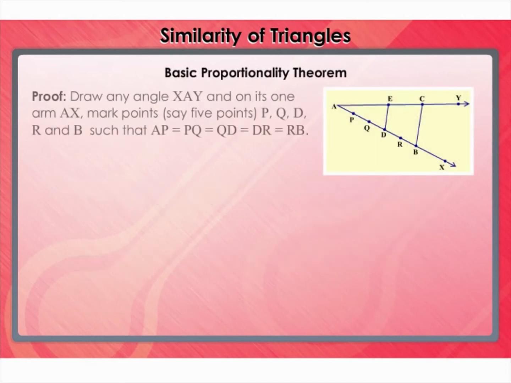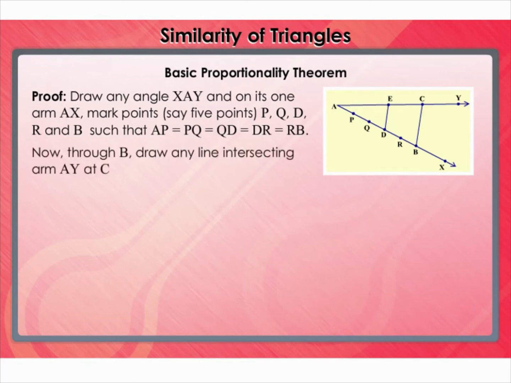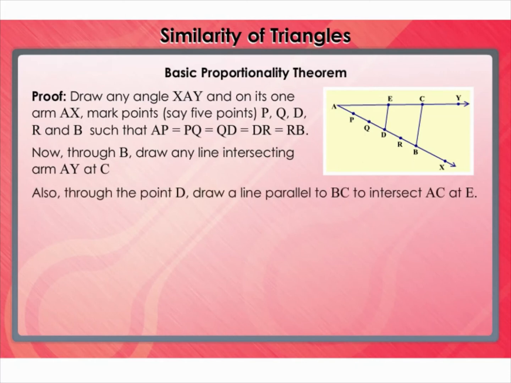Draw any angle XAY and on its one arm AX, mark points, say 5 points, P, Q, D, R and B, such that AP is equal to PQ is equal to QD is equal to DR is equal to RB. Now through B, draw any line intersecting arm AY at C. Also, through the point D, draw a line parallel to BC to intersect AC at E.